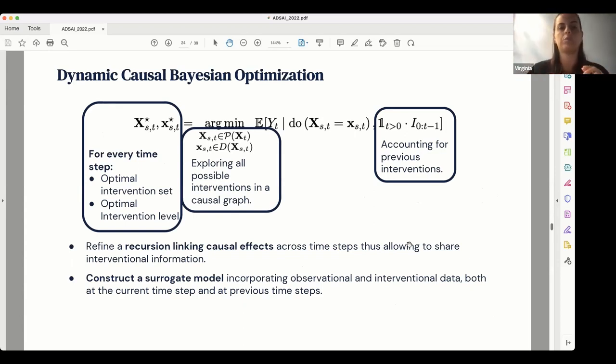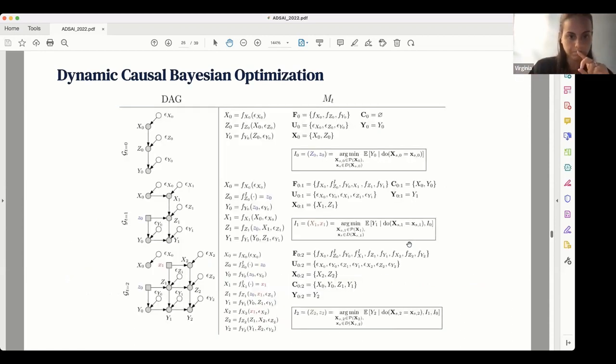So what we want to solve in this case is a dynamic Causal Bayesian optimization problem that is very similar to the Causal Global Optimization problem, with a difference that the target function has this additional term that tells you that you should account for the previously implemented intervention in the system when deciding what to do. Because we have collected interventional data at previous time steps, we want to reuse as much as possible these interventions and not throw away all that we have learned in the past. We want to use this recursion, linking causal effects across time steps, and use that to construct a surrogate model.